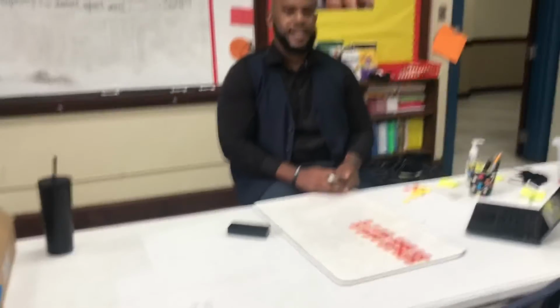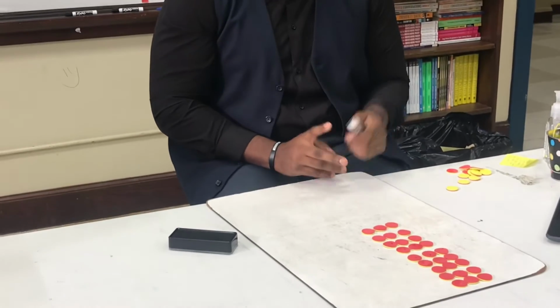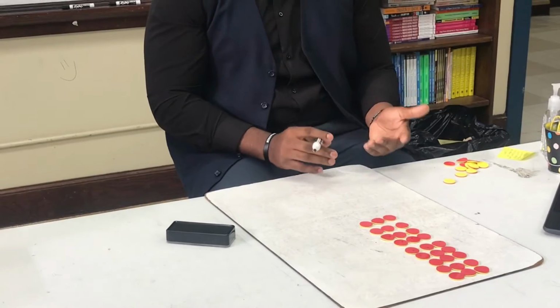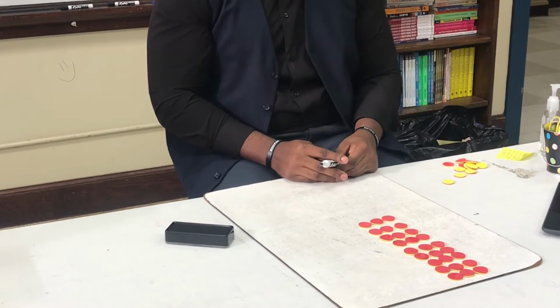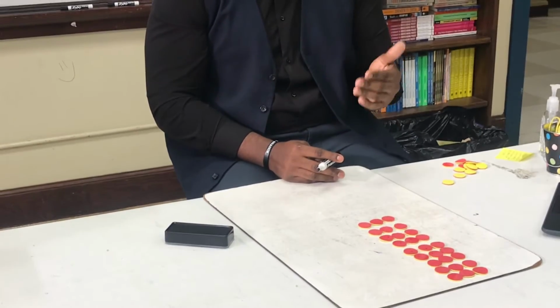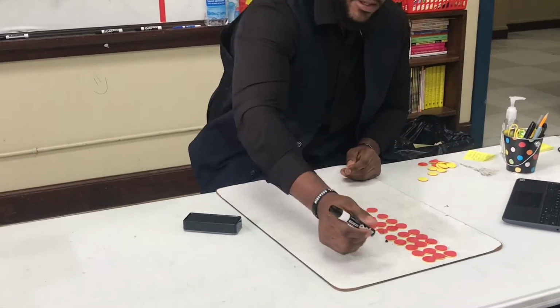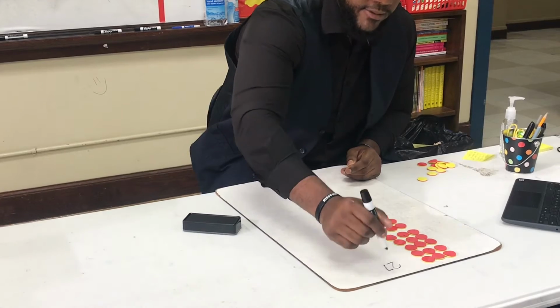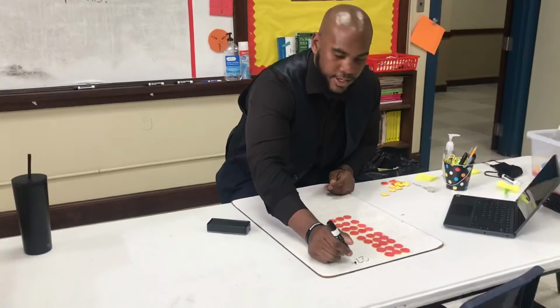Alright, scholars, let's dive into another problem. As you can see on my board, we have a 9 by 3 array. Let's create a division problem to represent our array. We have 27 because there are 27 dots in all, and we are in rows of 3.